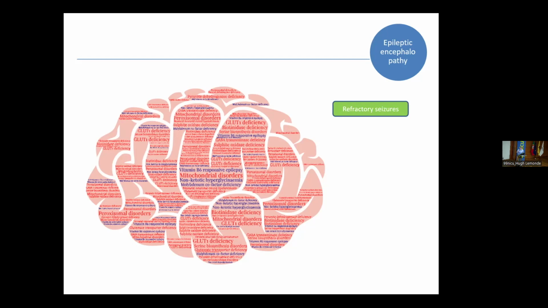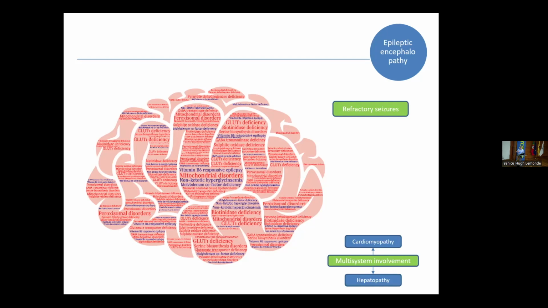The first big thing is that these children who have metabolic seizures often have refractory seizures. So these are seizures that do not respond to standard treatment with anti-epileptics. There may be other things going on which help pick these children up. Certainly think about children who have multi-system involvement.